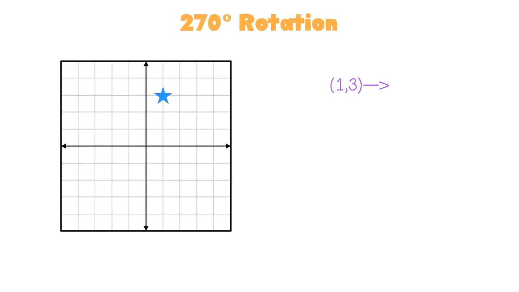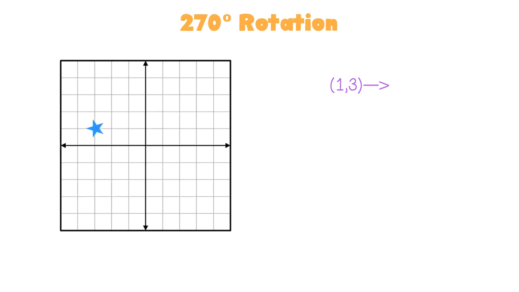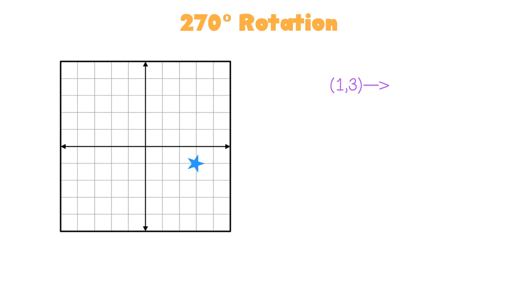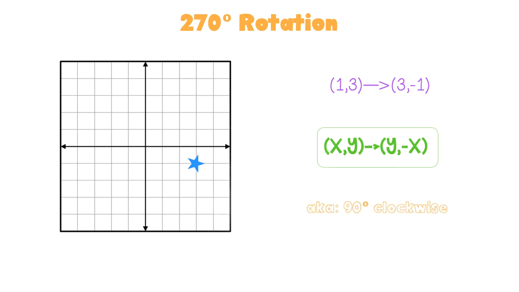So for a 270-degree rotation, again, we're going to start with 1, 3, and we're going to go 270 degrees counterclockwise. So 90, 180, 270. My image of that point is 3, negative 1. So coming up with the rule for the 270-degree rotation, that would mean that my x, y point changes to y, negative x. This is our rule for the 270-degree rotation every time, also known as 90 degrees clockwise or negative 90 degrees.